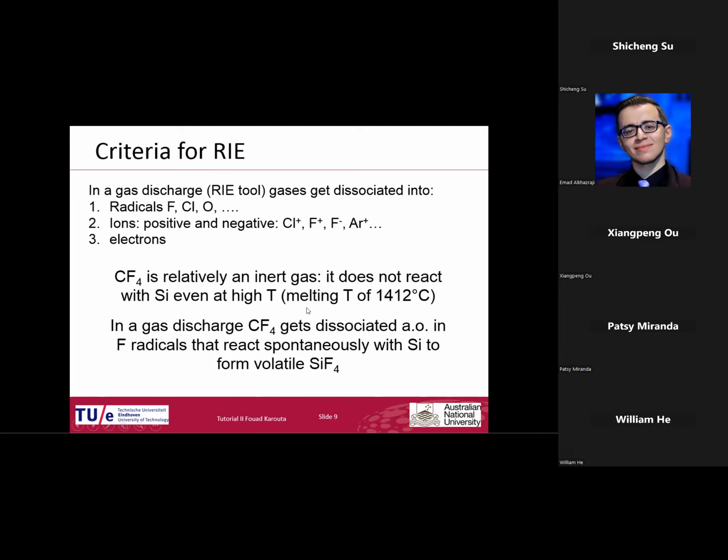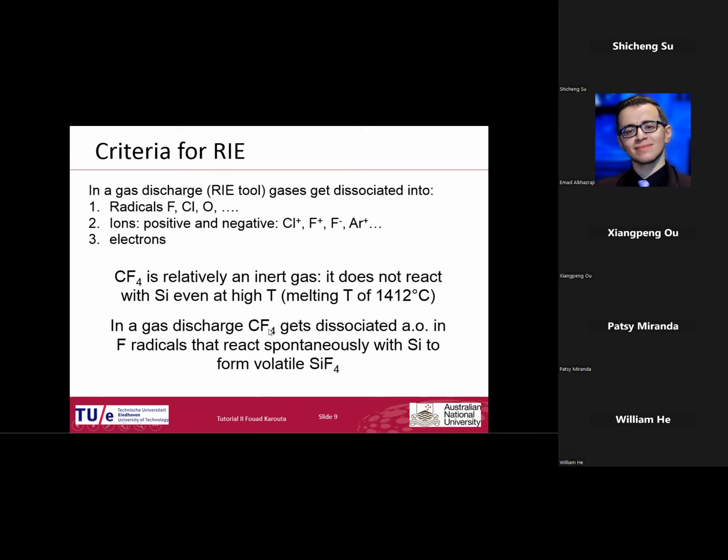So basically, when you are doing a plasma etching, and you have a fluorine gas or chlorine gas or oxygen, you are mainly working with radicals. So you have radicals, and you have ions, which can be positive or negative, and electrons. But for the etching, you need the radical, because if you look at CF4, CF4 is an inert gas in itself. It does not react with silicon, even at high temperature.